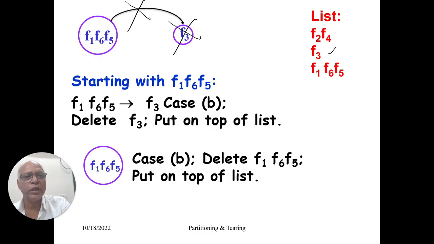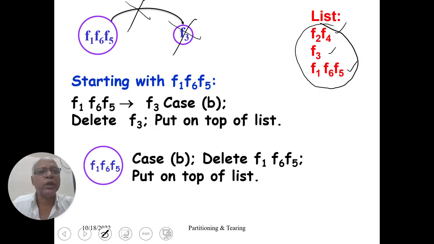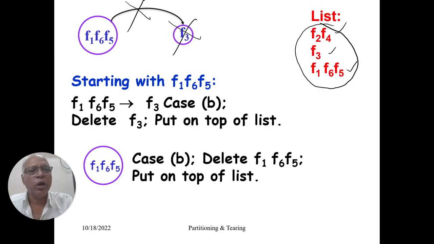This is the first deleted node. This is the second deleted node. This is the last deleted node. Because I don't have any more output edges, that will automatically be deleted and written here. Right? So the original problem is now partitioned into 3: F2, F4, F3, F1, F6, F5.